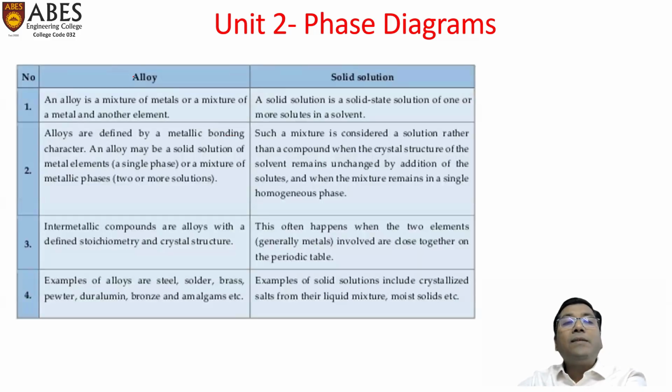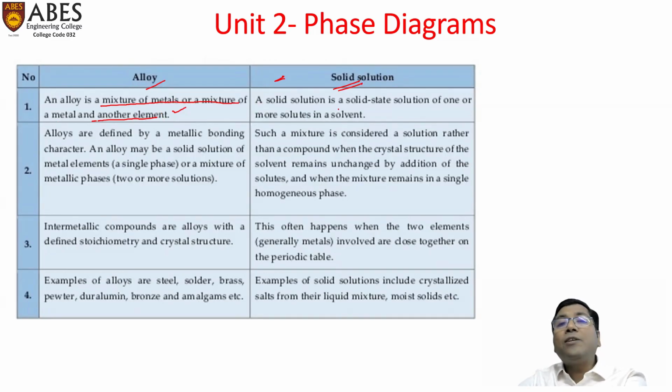Now, since we are discussing alloys and solid solution, we can see the difference between alloy and solid solution. An alloy can be defined as a mixture of metals or a mixture of a metal and another element. Mixture of two or more metals or a metal and another element means at least one would be a metal.